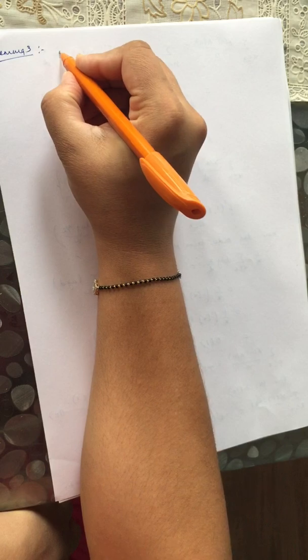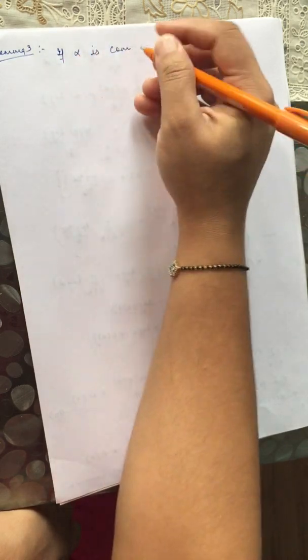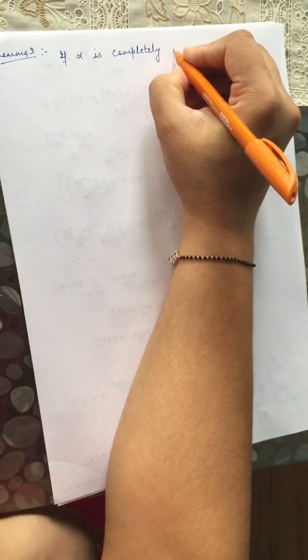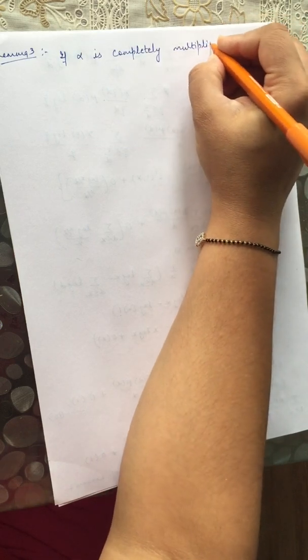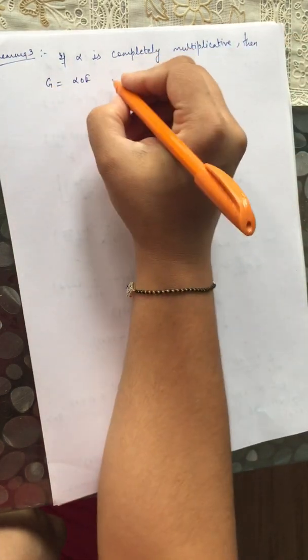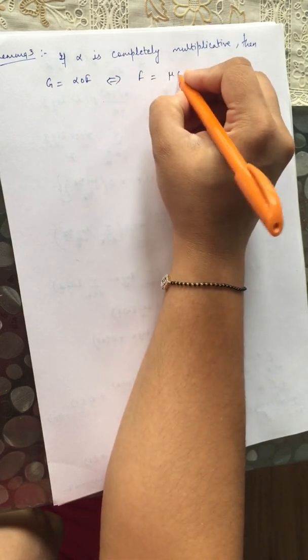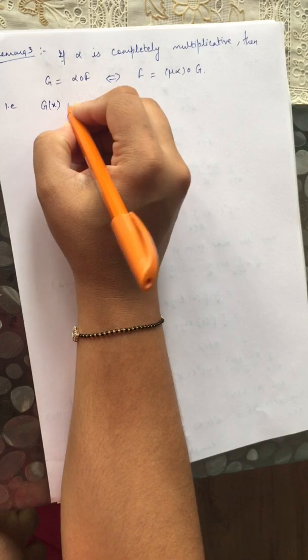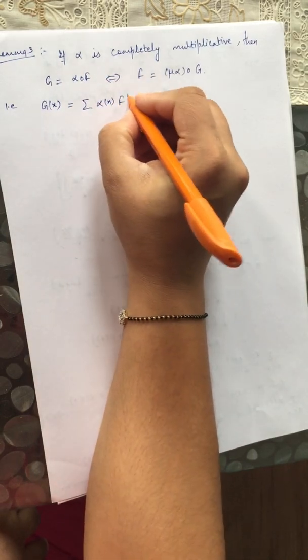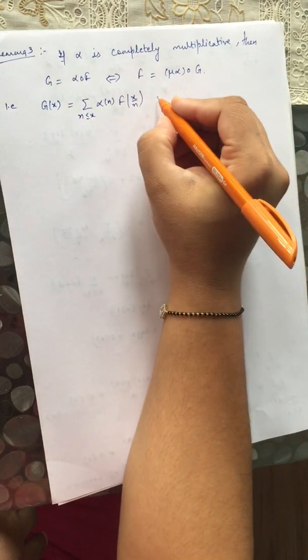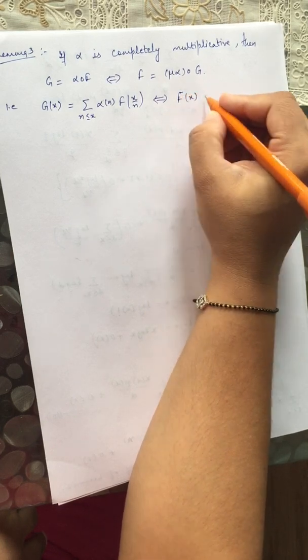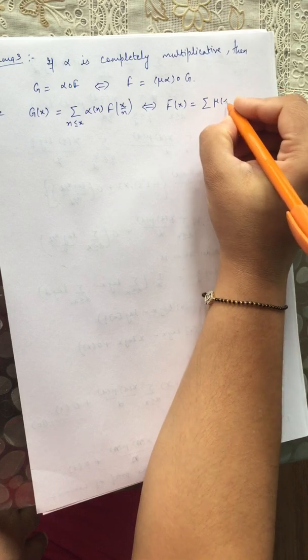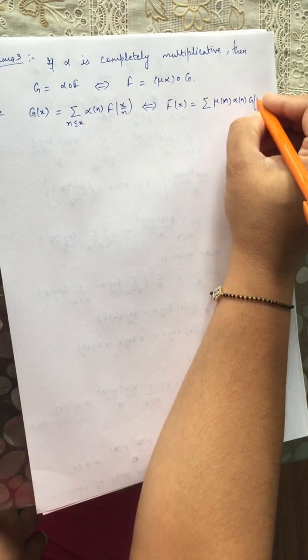So the generalized Mobius inversion formula says if alpha is any completely multiplicative arithmetic function, then we have G is equal to alpha circle F if and only if F is μα circle G. That is, G(x) is summation α(n)F(x/n) over n less than or equal to x if and only if F(x) is summation μ(n)α(n)G(x/n).